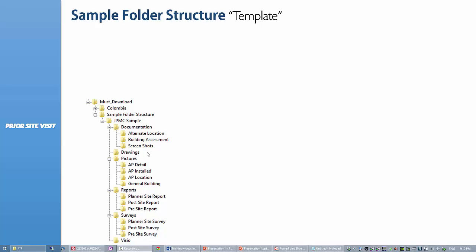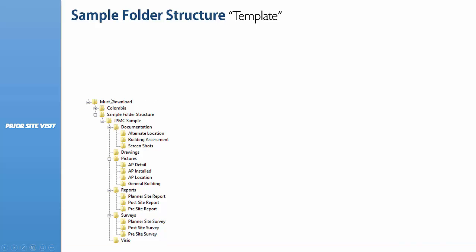So you can see here the sample folder structure. There is a folder in our FTP server. By the way, if you don't know how to use the FTP server, later there will be a small tutorial for using FileZilla. You can use any FTP software, but I'm using FileZilla since it is free and easy to download. So you will find in our FTP server a must download folder. In that folder, there will be Columbia. I will talk later about Columbia, and the sample folder structure.